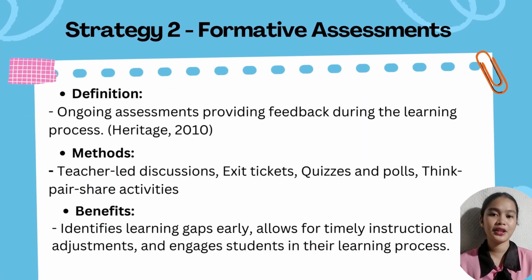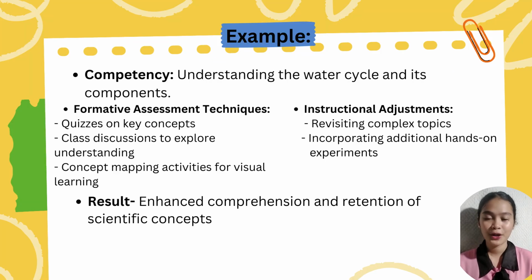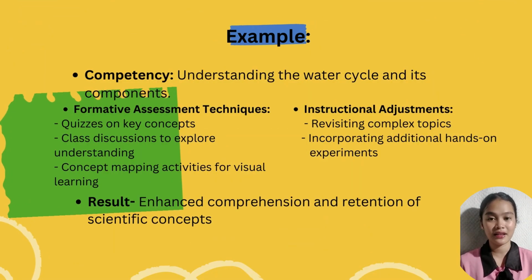Another strategy is the use of formative assessments. These are ongoing assessments that provide real time feedback, helping both students and teachers identify areas for improvement before the final assessment. For example, in a fifth grade science class learning about the water cycle, formative assessments include quizzes, concept maps, or classroom discussions. These tools allow teachers to adjust their instruction based on students' current understanding.